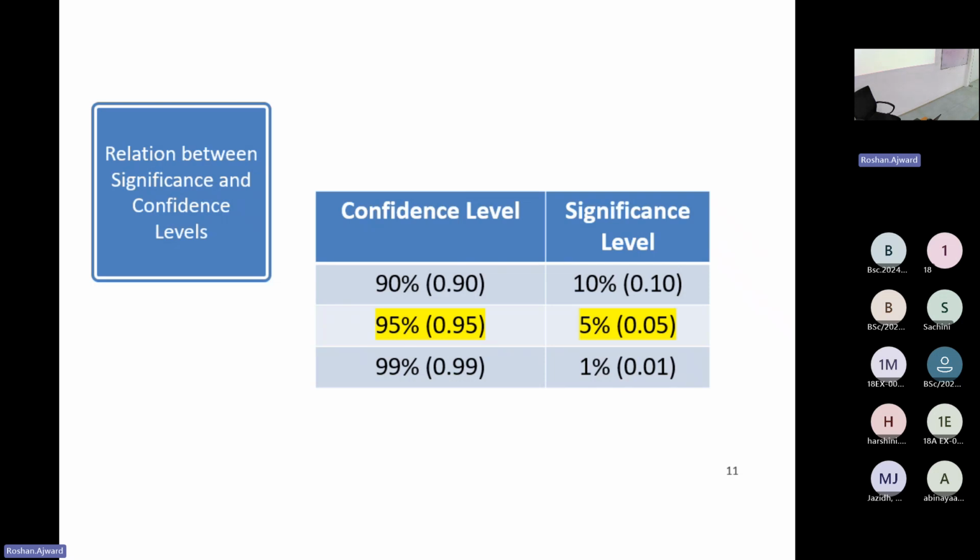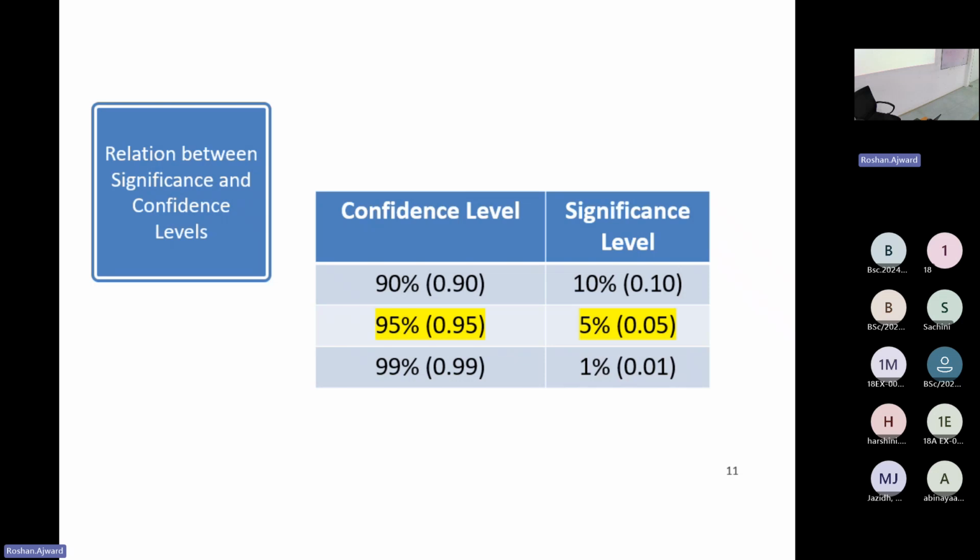Again, that also can be expressed as a fraction: 0.10 for 10%, then 0.05 for 5%, and 0.01 for 1%. Now one question to you. Would you like a higher significance level or a lower significance level? Higher or lower significance level? Lower. Why? Lower significance level means what? Higher confidence.